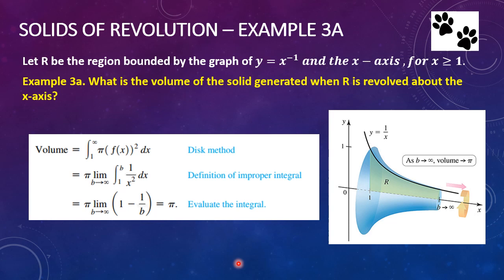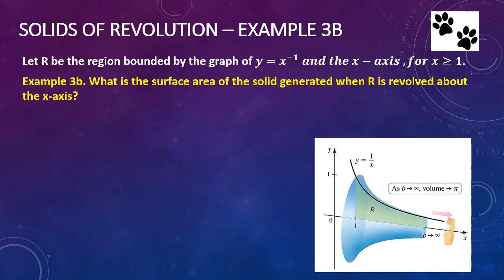So let's look at example 3b. What is the surface area of the solid generated when R is revolved around the x-axis? Do you remember the formula for surface area from section 6.6?